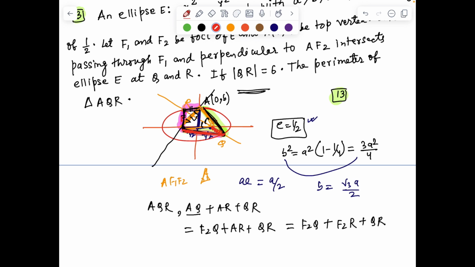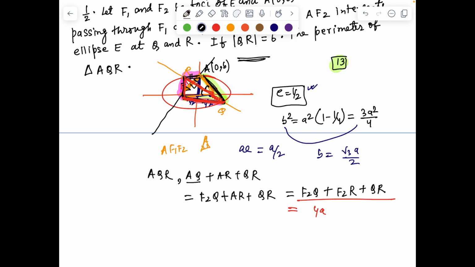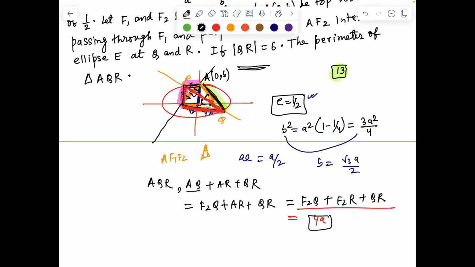Because the sum of distances of a point from the foci is constant, and that's 2a. So basically we have this plus this distance, and again this plus this distance, and both are distances from the focus. So this quantity becomes nothing but simply 4a. It's 2a plus 2a. Okay, so now the question is to find the value of 4a. So we just need to find a, and that will solve the question.